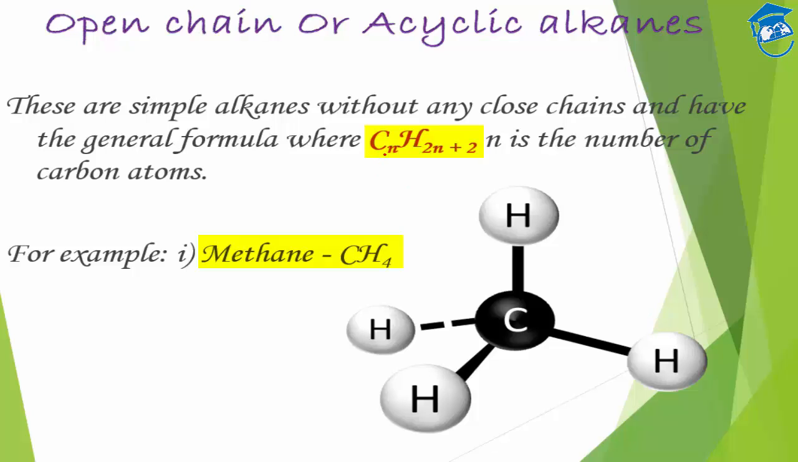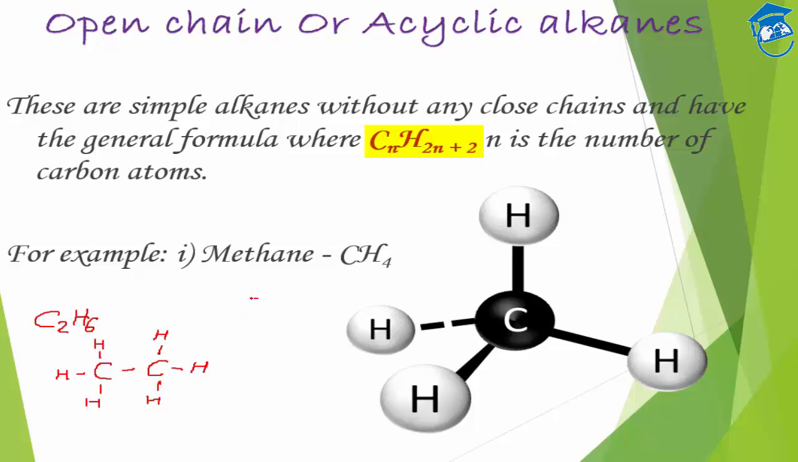Similarly, put n equal to 2. So you will get C2, and 2n+2 is 4 plus 2, 6, so H6. You can easily draw it also: carbon and carbon have a single bond and all other valencies will be satisfied by hydrogen. So you can clearly see that each carbon atom will have 3 hydrogen atoms. So C2H6.